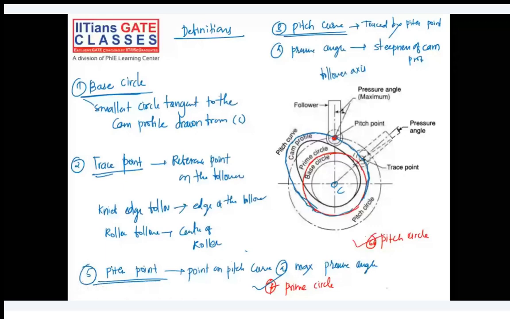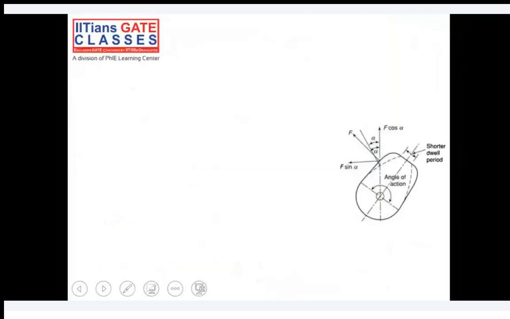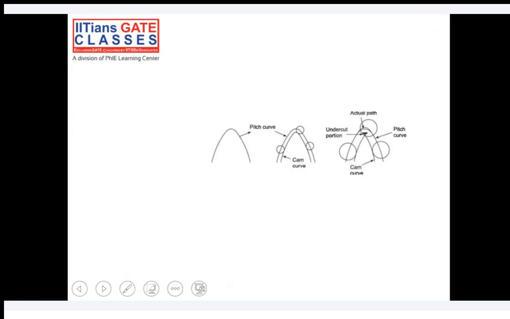Another point I would like to give is derivatives of follower motion. So write down the heading: derivatives of follower motion. Follower motion is like, you know, the cam is rotating and the follower is also moving. We'll assume a rotary cam now for simplicity. The cam is rotating and the follower is reciprocating up and down.